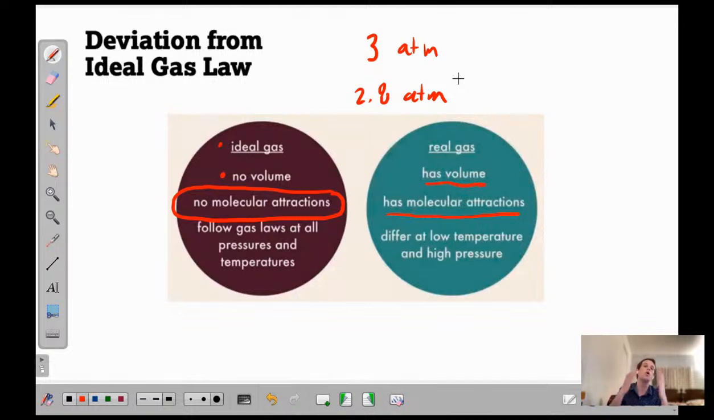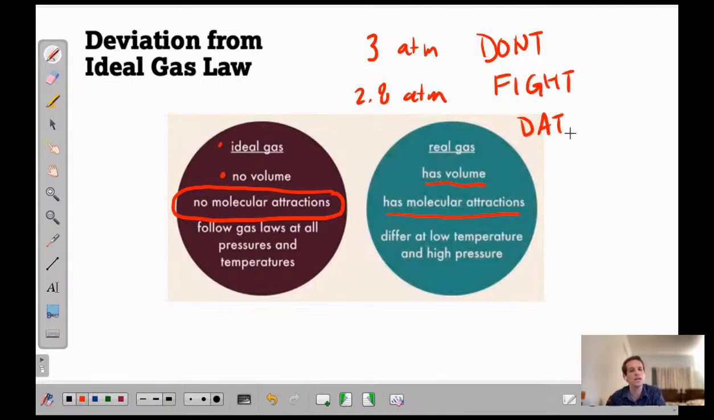Now, again, don't fight the data. Don't say, oh, well, your pressure gauge wasn't calibrated right. That's like the biggest cop-out ever. Unless they explicitly ask you, hey, tell us why this finding is wrong in an FRQ, don't fight the data. So you have to think of a reason why. How can you explain that disparity? And usually with gases, it has to do with it behaving like a real gas.